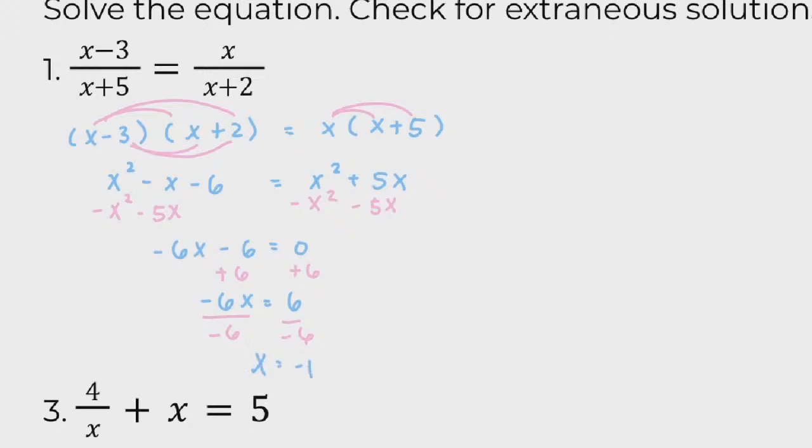And for the domain, this is when we set the denominators not equal to 0. So x plus 5 can't equal 0, which means x can't equal negative 5, and x plus 2 can't equal 0, so x can't equal negative 2. Our answer is negative 1, which is neither of the two cases, so this is going to be our answer.